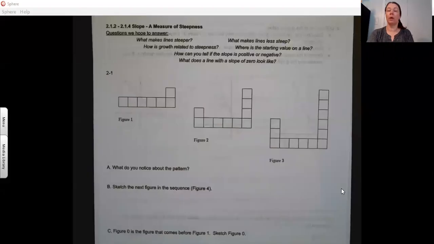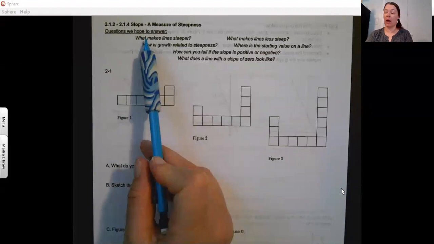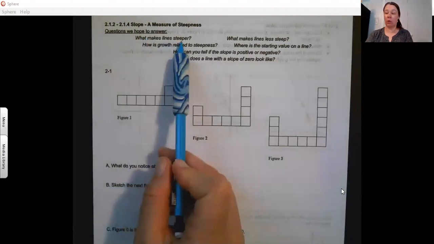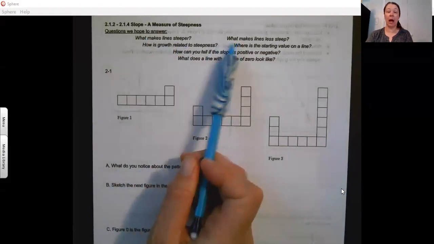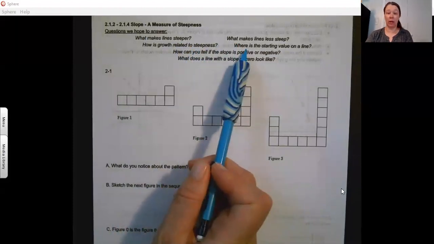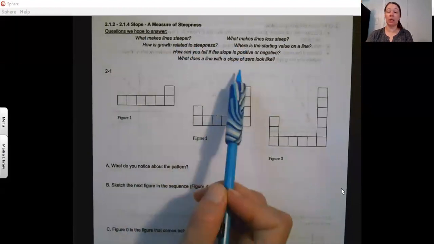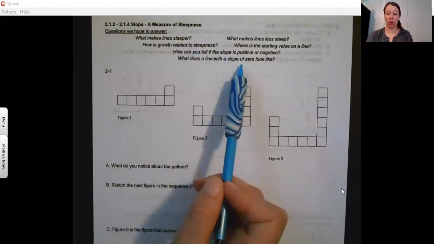Okay, there we go. So we're going to talk about 2-12 through 2-14, which is about slope, a measure of steepness. As we go through this, what we want to answer is what makes a line steeper, what makes lines less steep, how is growth related to steepness, where's the starting value on a line, how can you tell if a slope is positive or negative, and what does a line with a slope of 0 look like? By the time we're done, we should have answered all of these questions.